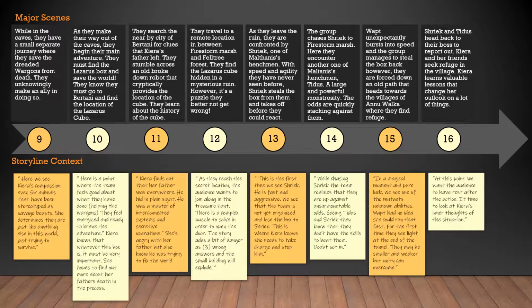For the first time, they see the light at the end of the tunnel. They may be smaller and weaker, but unity will overcome. In scene 16, Shriek and Titus head back to their boss to report out. Kaira and her friends seek refuge in a village.